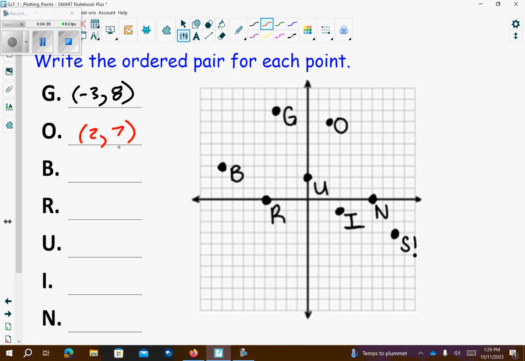These are written as points. This is not interval notation like it was in the last chapter. We write these as points. Letter B, we're going to go back 1, 2, 3, 4, 5, 6, 7, 8. We went backwards 8, so it's -8. And then it's up 3. Letter R, we went back 1, 2, 3, 4 in the x direction, but we didn't go up or down at all, so it sits right on the x-axis. Remember, this is the x-axis, this is the y-axis.